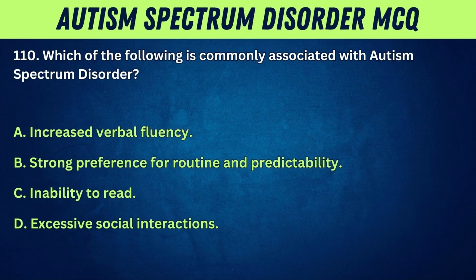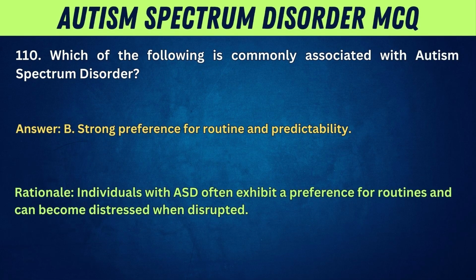110. Which of the following is commonly associated with autism spectrum disorder? A. Increased verbal fluency. B. A strong preference for routine and predictability. C. An inability to read. D. Excessive social interactions. Answer: B. Strong preference for routine and predictability. Rationale: individuals with ASD often exhibit a preference for routines and can become distressed when disrupted. 111.